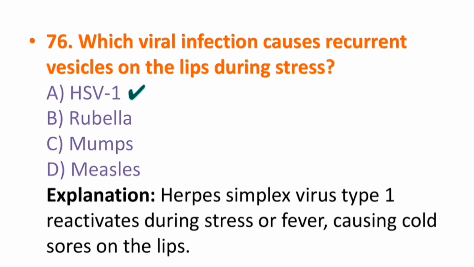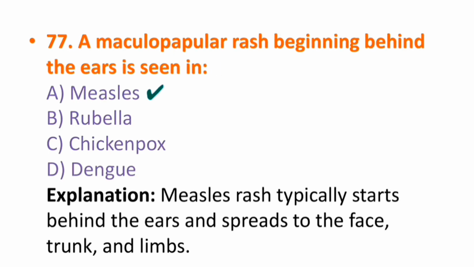Which viral infection causes recurrent vesicles on the lips during stress? Option A, HSV1. Option B, rubella. Option C, mumps. Option D, measles. The correct answer is option A, HSV1. Herpes simplex virus type 1 reactivates during stress or fever, causing cold sores on the lip. HSV1 causes vesicles on the lips.